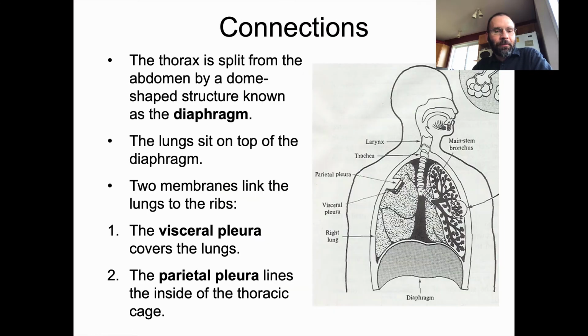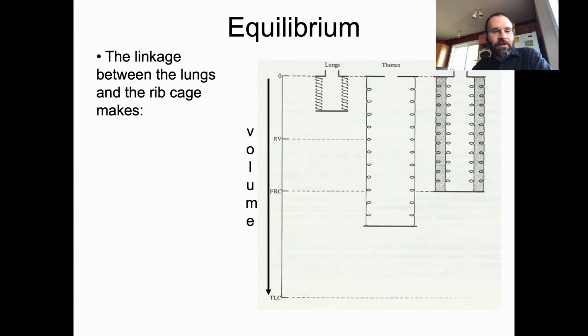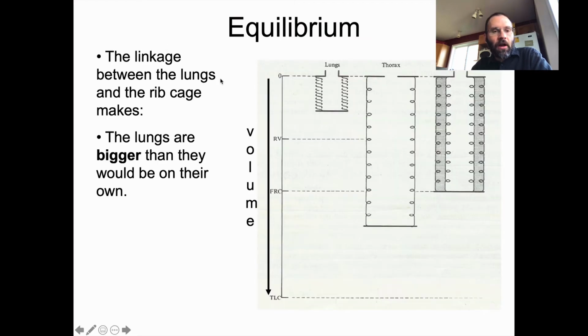Okay, so this is what links up the lungs to the ribs, the pleura. The thing to remember is that there's a connection between the lungs and the ribs so that they can work together. What's interesting about this is that the lungs, because of this connection, are bigger than they would be on their own if you just left them by themselves.